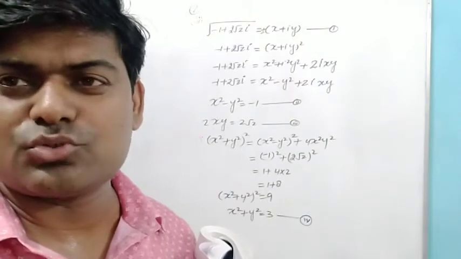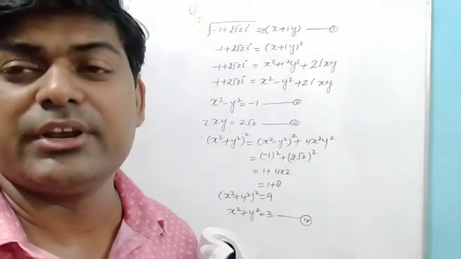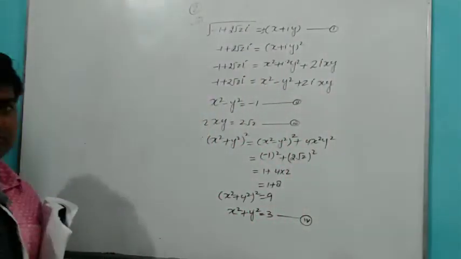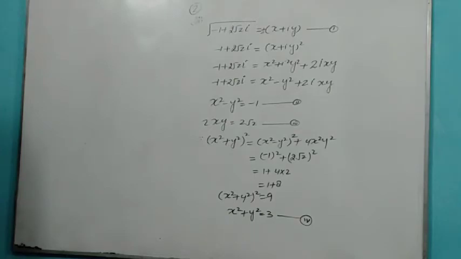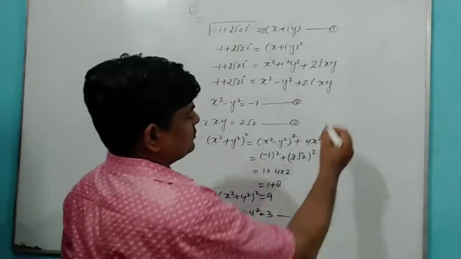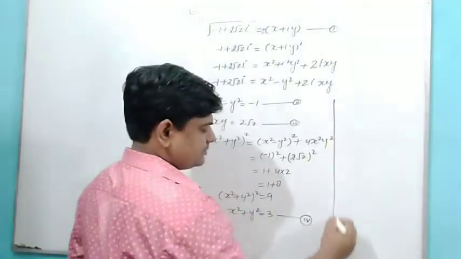So the sum of two positive numbers will always be positive, it will never be negative. Now, equation number 3 and equation number 4 are in front of you, and I have to solve these two equations to find the value of x and y, and after getting the value of x and y we can substitute in equation number 1. So I am using this space for that.